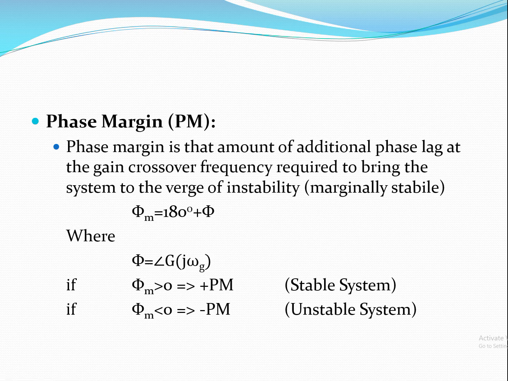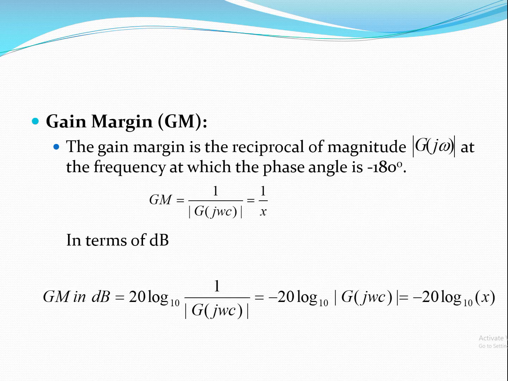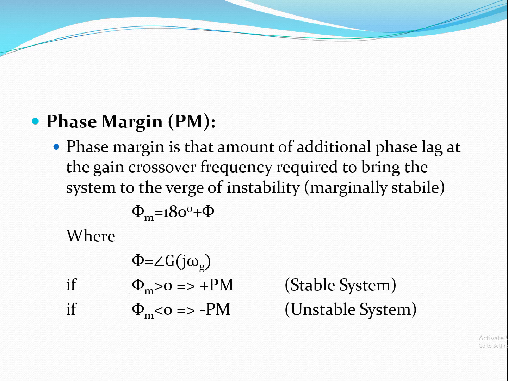Okay. Now phi is what? Angle of G of j omega, while putting omega is equal to omega gc. Okay, so this angle we need to find out. Now if I'm finding out phi m, if phi m is positive, that means your system is stable. If phi m is negative, then your system is unstable. Okay, mathematically you can find out the gain margin also.